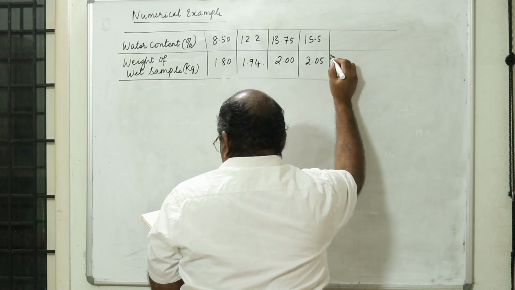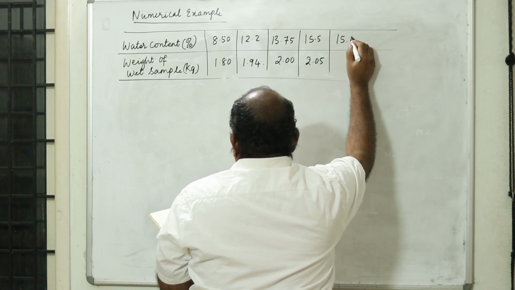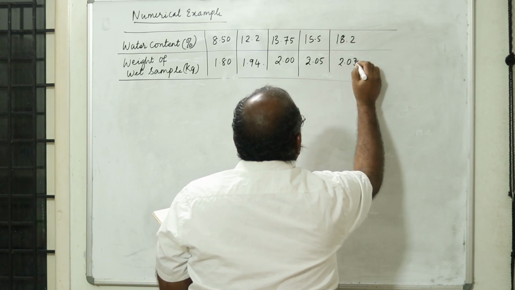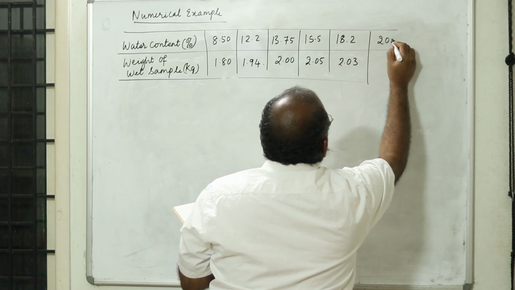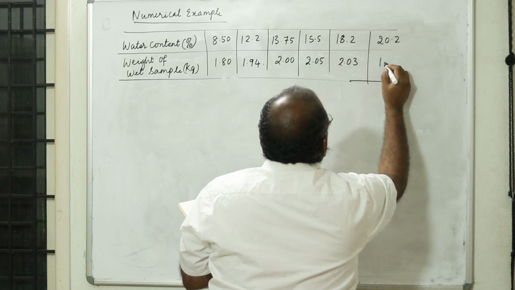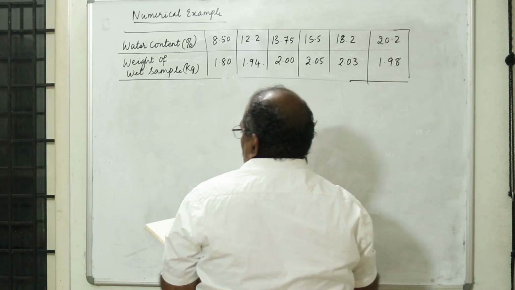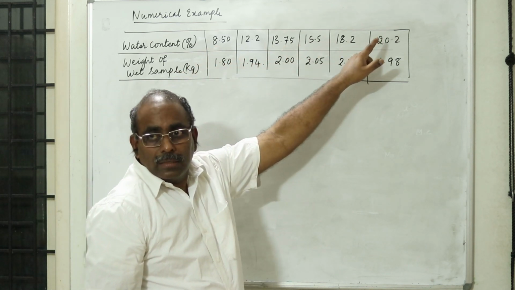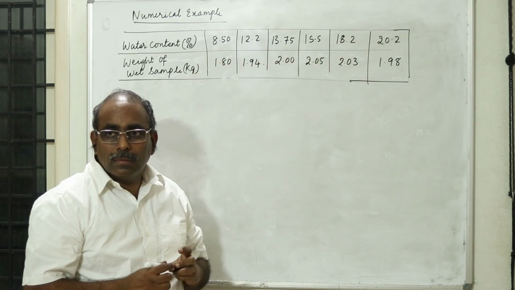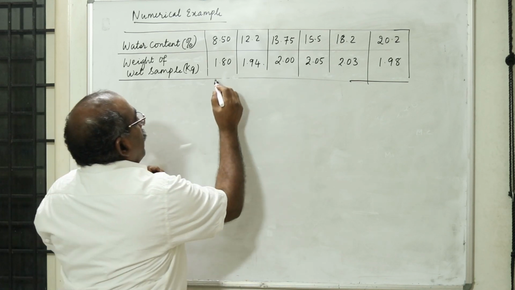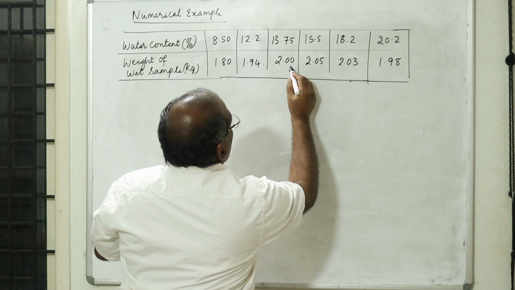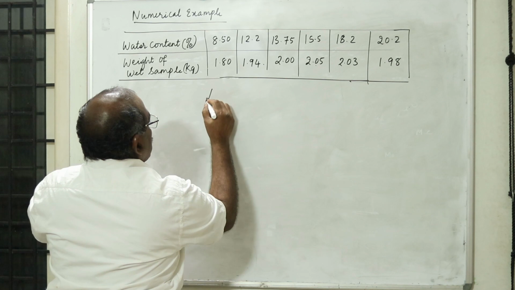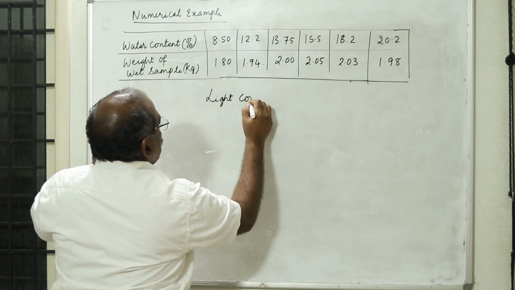The data is like this, the water content. 2.05, 15.1, 8.2, 18.2, 2.03. Then the final water content is 1.98. Now we can observe here, as the water content is increasing, the density is increasing. After reaching a peak value, it has again decreased. Now this is the weight of the sample. The light compaction test has been done.